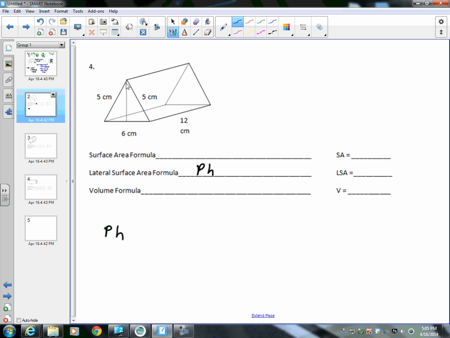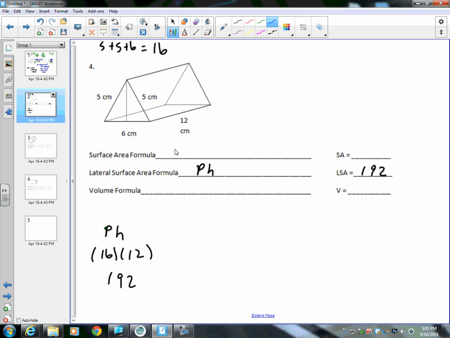How do you find perimeter? Add up all three of the sides. So 5 plus 6 gives us 16. So the perimeter is 16. The height is the distance between the two bases, which in this case is sideways, 12. Multiply those two numbers together. 16 times 12 is 192. So our lateral surface area, 192.